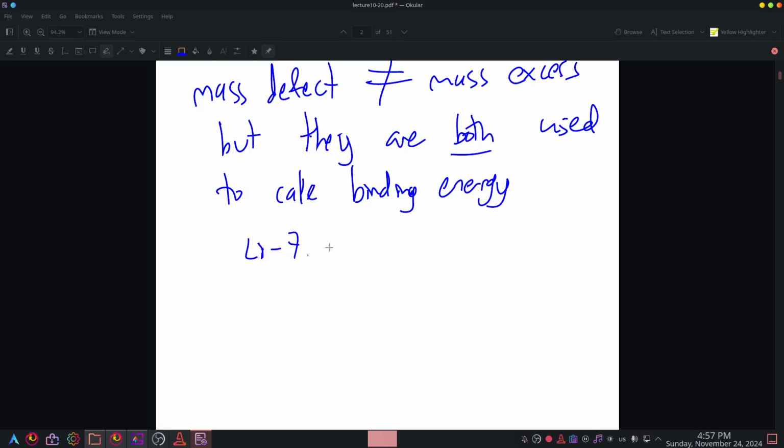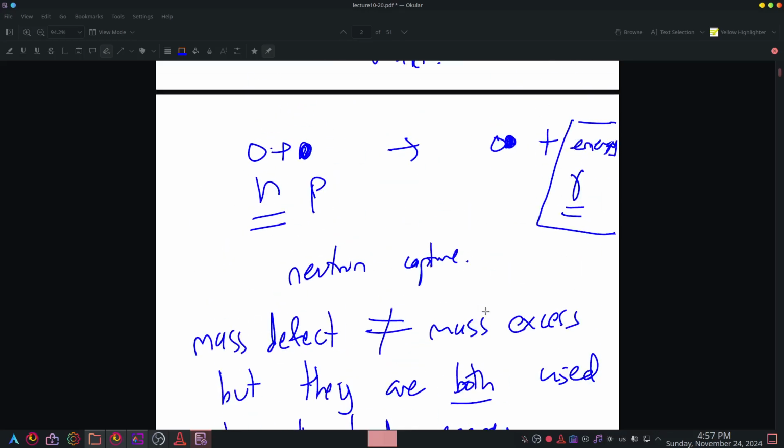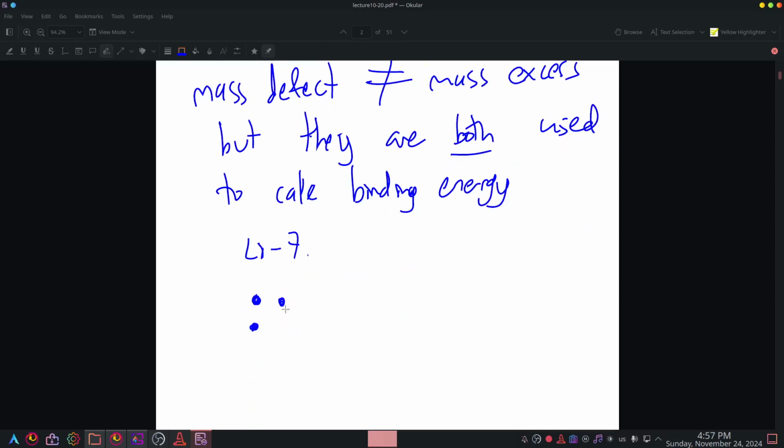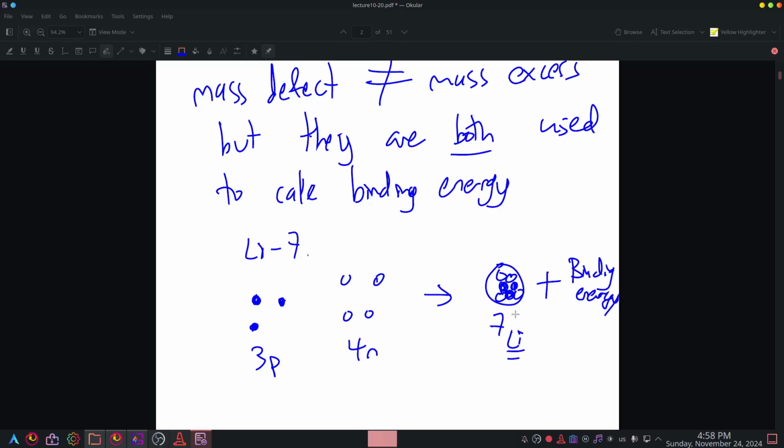We have lithium-7. Lithium-7 has 7 particles, as the number implies. Lithium itself has 3 protons and 4 neutrons. Let's just hypothetically combine them together, then you have lithium-7. I'm probably not going to draw it correctly, but this is a lithium-7 nucleus. You identify lithium by the number of protons it has. Lithium always has 3 protons. The 7 is the total number of particles in the whole nucleus. So if you put all of this together, you will release binding energy.